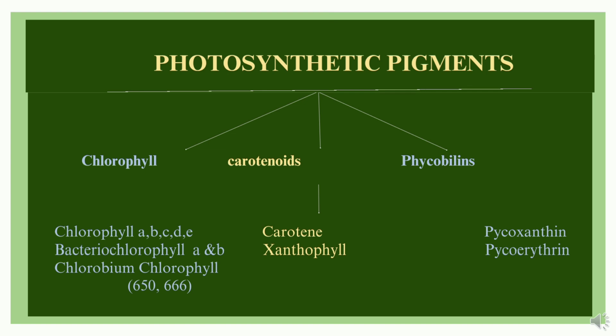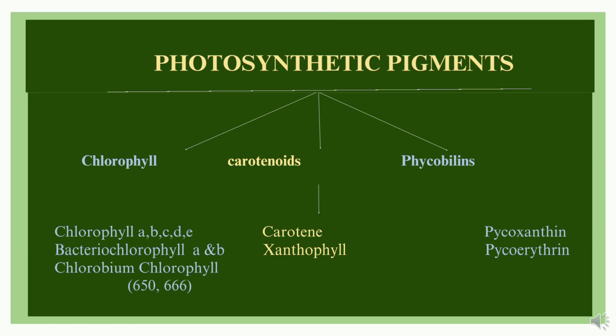The chlorophyll series includes A, B, C and D, and bacteriochlorophylls like A and B. Chlorobium chlorophyll 650 and 666 are present. The carotenoid series includes carotene and xanthophyll, and the phycobilin series, phycoxanthophyll and phycoerythrin, are present in the chloroplast.